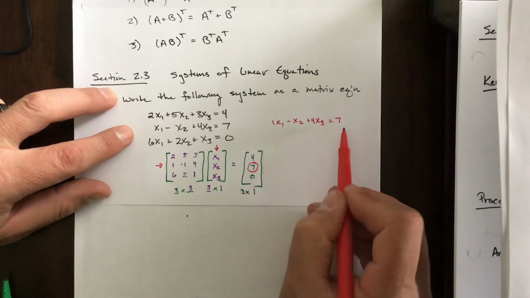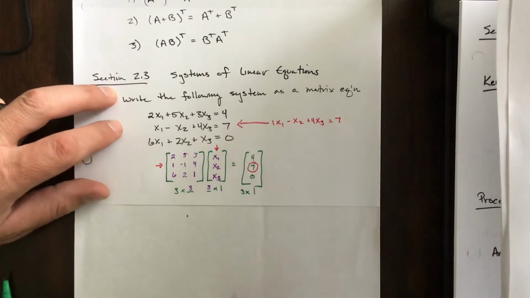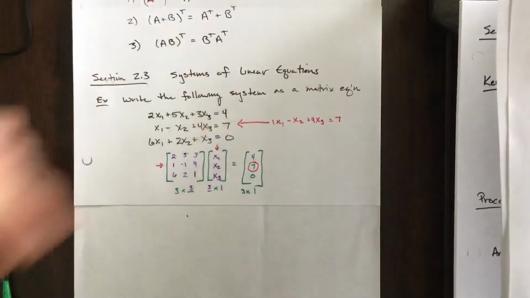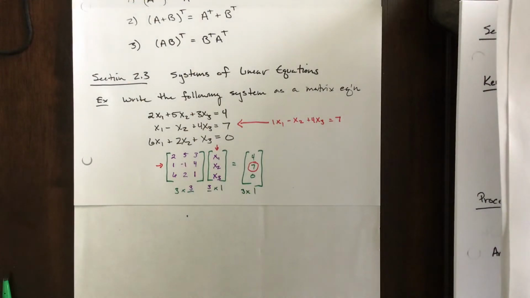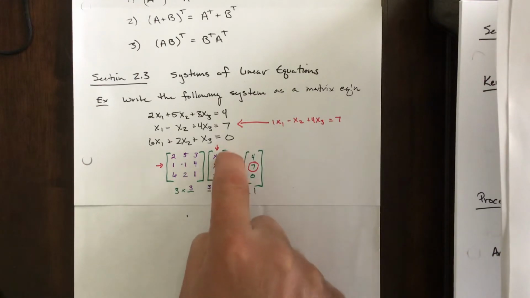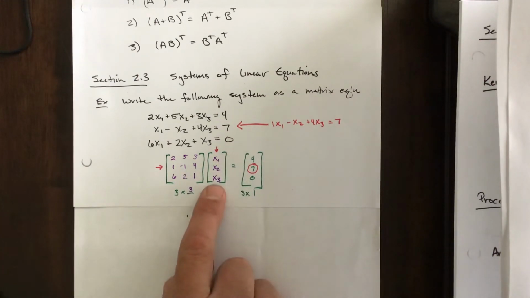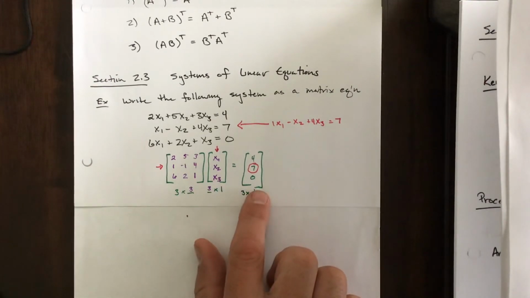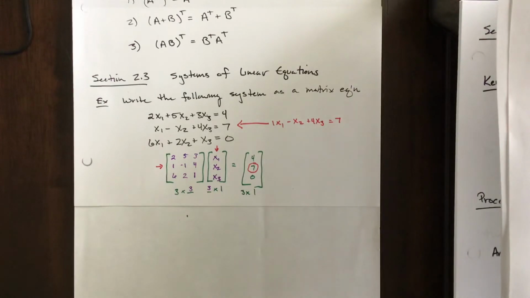So is this thing that I wrote down in red the same as the information given to me? Absolutely. 1x1 minus 1x2 plus 4x3 is 7. And the same works for entry row 1, column 1, and entry row 3, column 3. So that makes it nice and neat. I mean, you can take a system of equations and write it as a matrix equation very quickly, in less than 30 seconds. Next page.